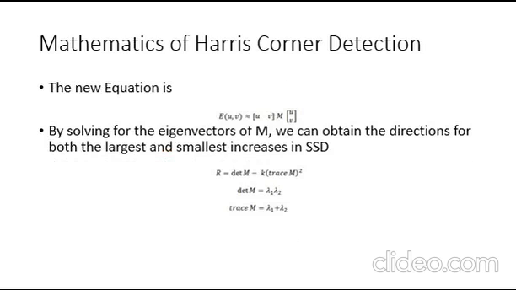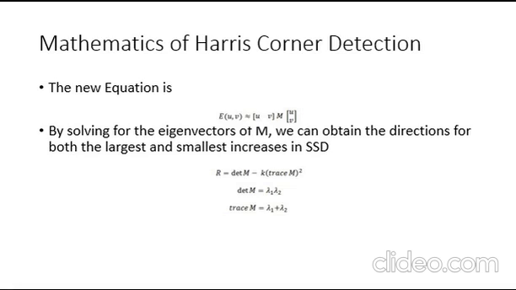So now the equation becomes E(u,v) equal to [u v] multiplied by M multiplied by the column matrix [u v]. Remember that we want the SSD to be large for shifts in all the 8 directions. So by solving for the eigenvectors of M, we can obtain the directions for both the largest and the smallest increases in the SSD. The corresponding eigenvalues give us the actual values of these increases.